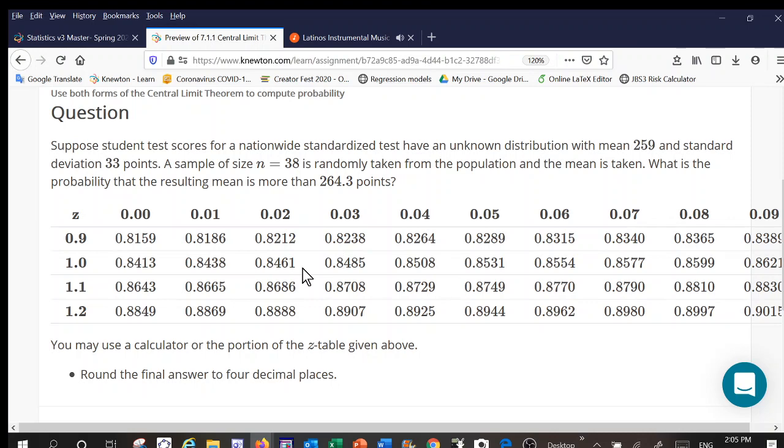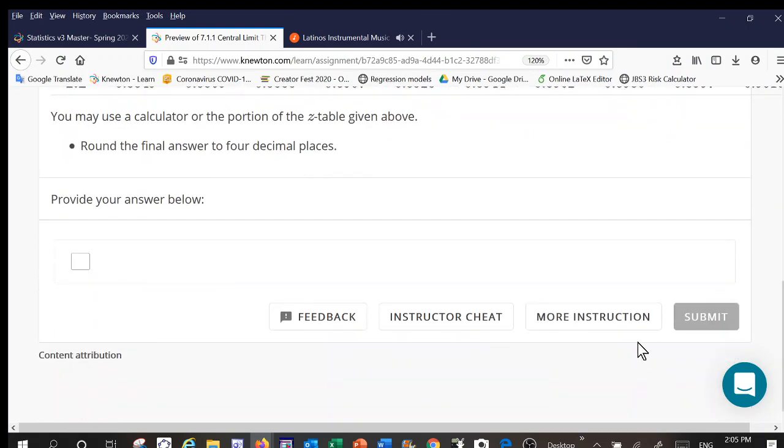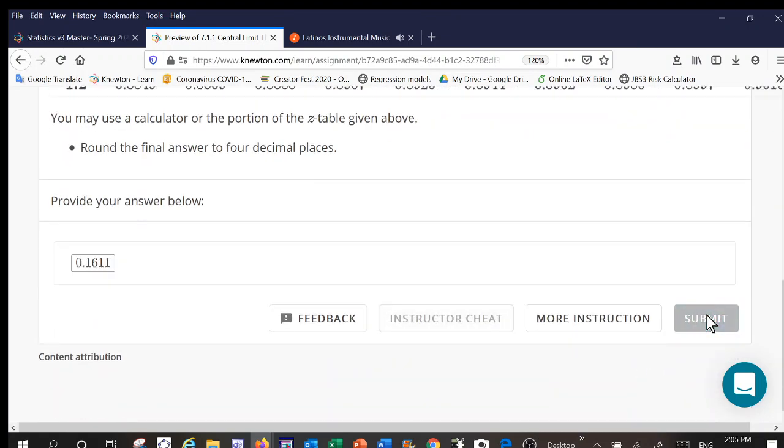All right, so here's another again Z table we are given, and what we are doing here is what is the probability that the resulting mean is more than 264.3 points. Well, this is similar to what we just did. So I'm going to look for something that we haven't done.